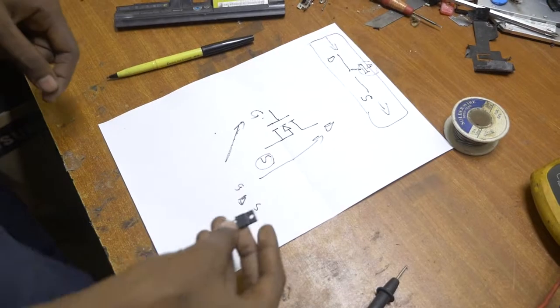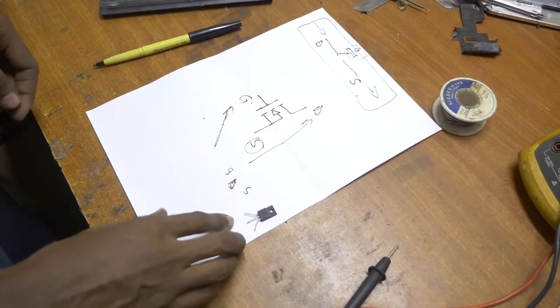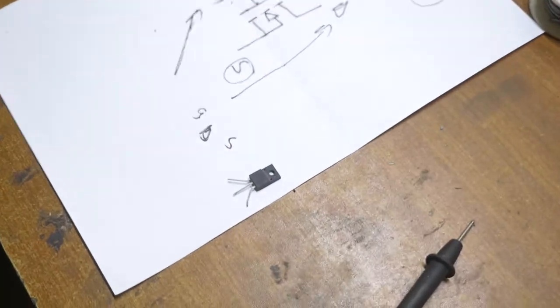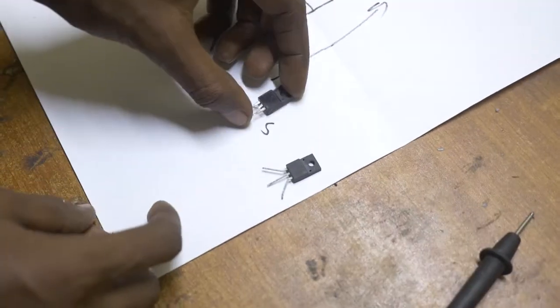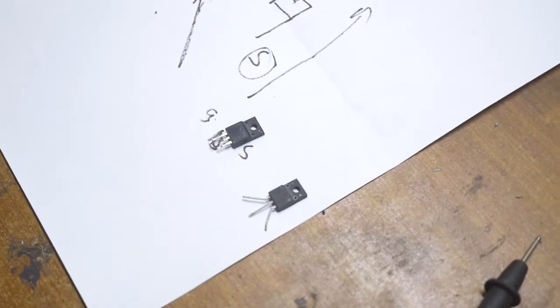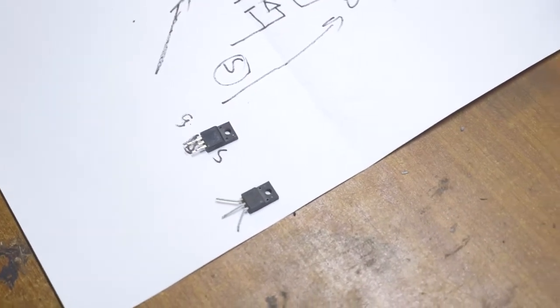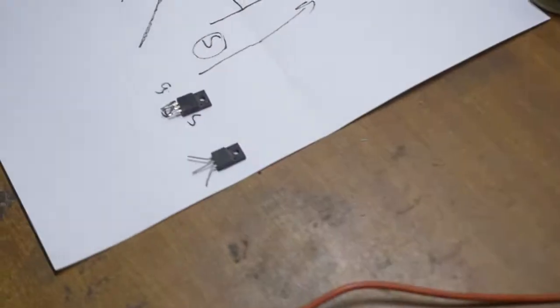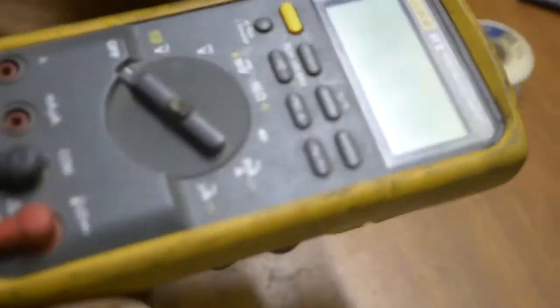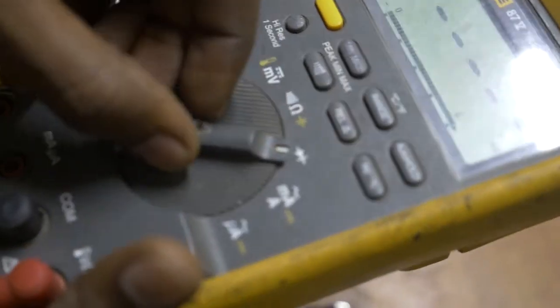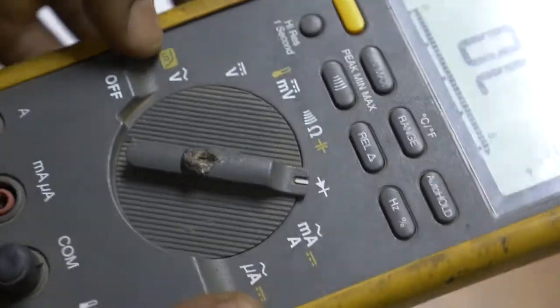So now we are going to learn how to test MOSFETs. This is a bad one, a failed MOSFET, and this is a working MOSFET. This is in good condition. So how can we test these MOSFETs? We can test these MOSFETs with a multimeter, and we position our selector on the diode test mode.